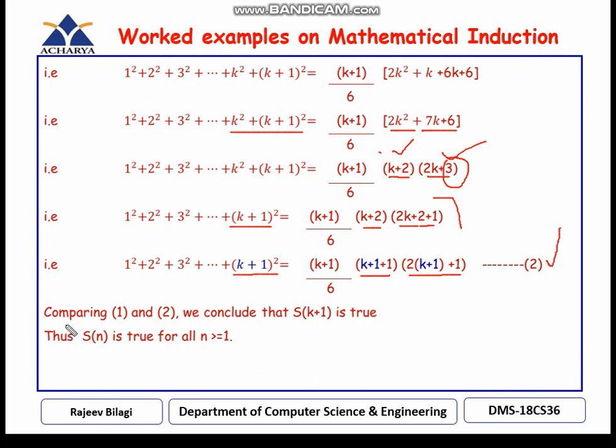If you compare equation number 1 and 2, we can say that the particular statement is true for n equal to k plus 1, that is S of k plus 1 is true. And hence, by mathematical induction, I can say that S of n is true for all values n greater than or equal to 1.